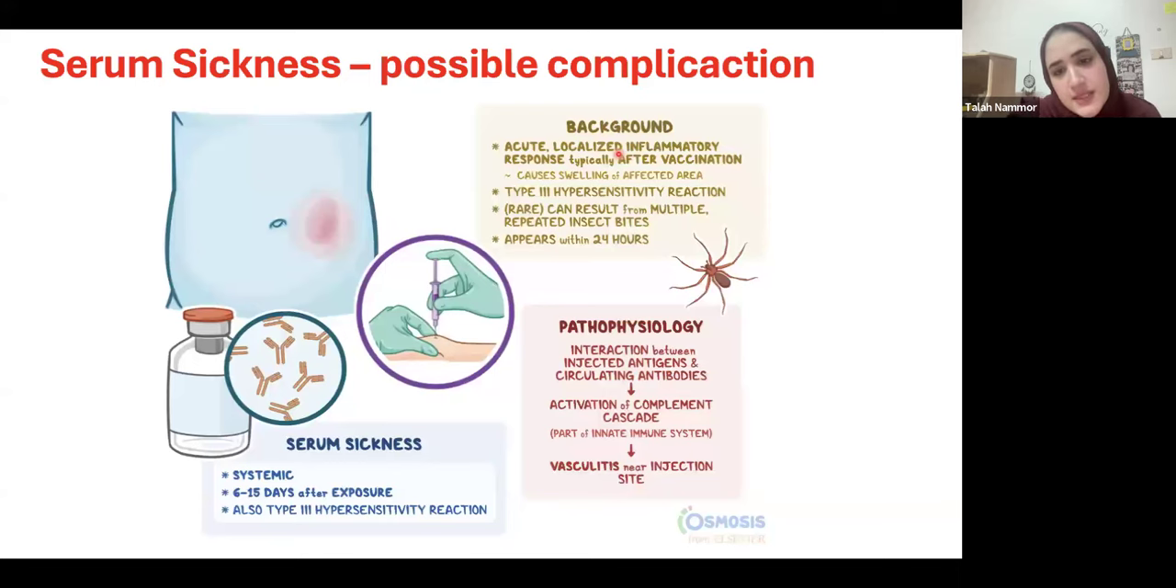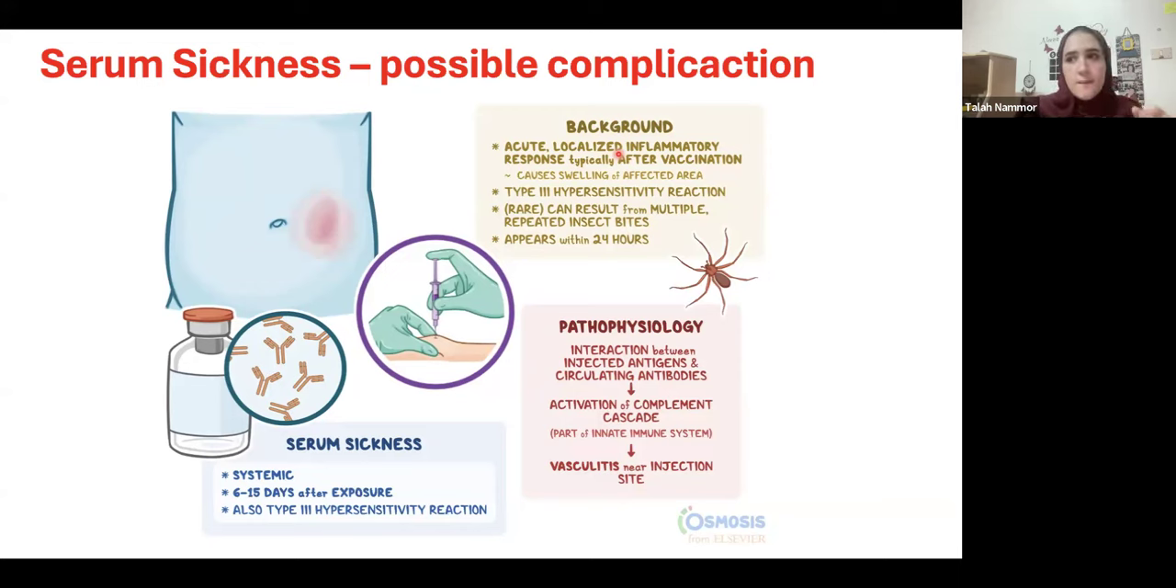So serum sickness is basically a sickness. It's a type 3 hypersensitivity. Yalla, what does type 3 hypersensitivity mean? It means the antibodies are going to bind to an antigen, forming a complex, and this complex is just going to be deposited everywhere. And this complex is going to activate the complement.